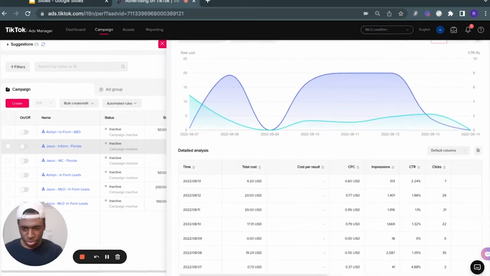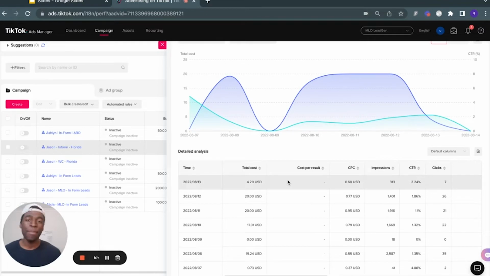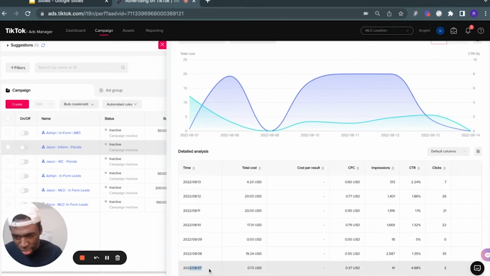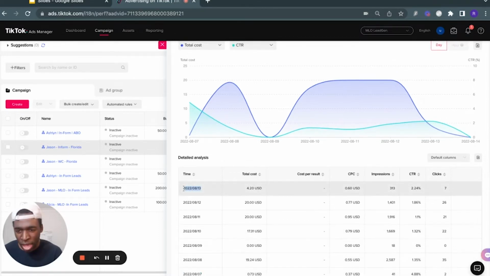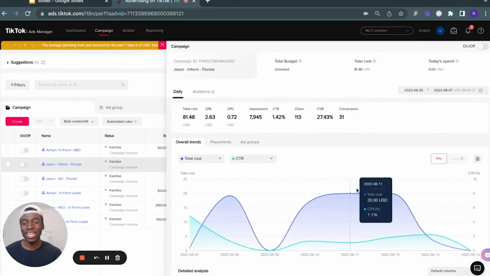Now, I'll just scroll down here so you can actually see when the campaign got created and when it started spending. So at the very bottom here, you'll see that we started spending for this particular campaign on the 7th of August, which is just over a week ago. And we stopped running the ads on the 13th because we were getting way too many leads, right? But yes, essentially, this is one of the campaigns we're managing for one of the brokers. And as you can see, it's going quite well.